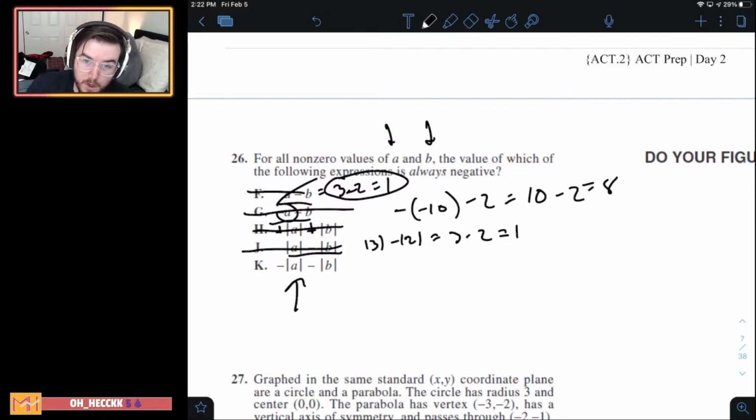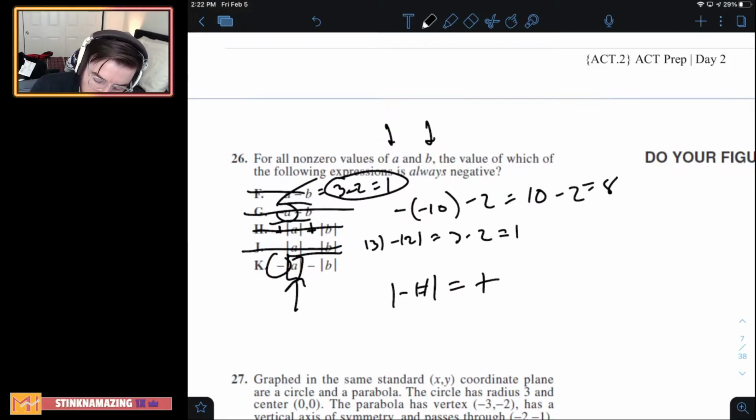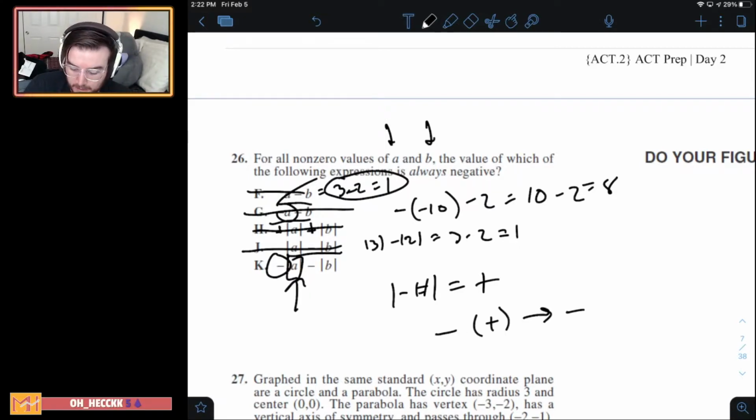But this one, if you take the absolute value of any number, you make it positive, but then all of a sudden you make it negative, right? Taking the absolute value of any negative number will result in a positive. But I'm applying a negative to that positive number, hence making it negative again. Right? So that's my answer. Okay.